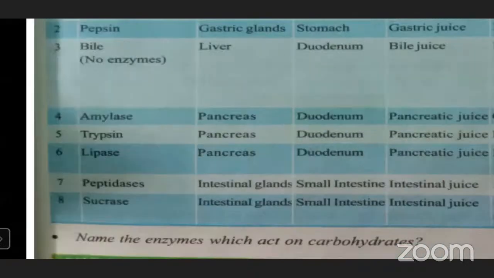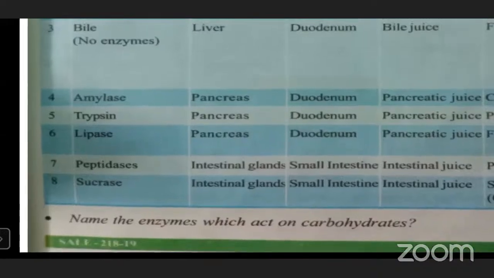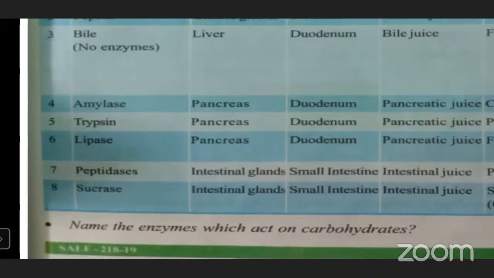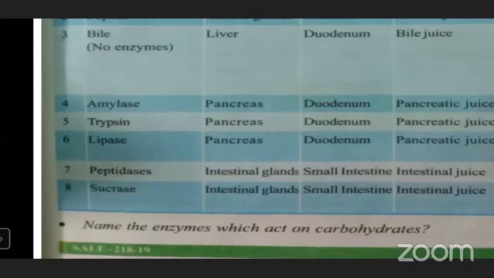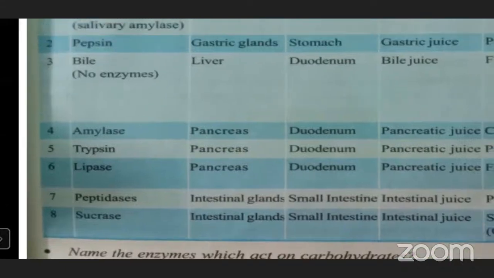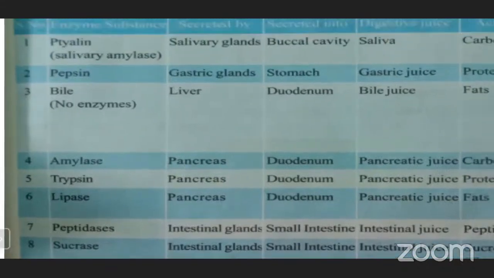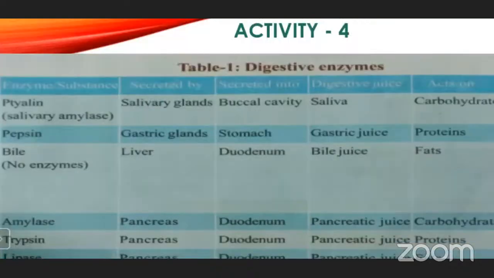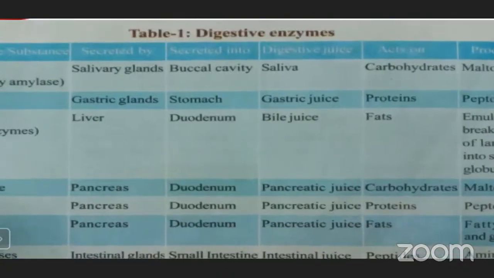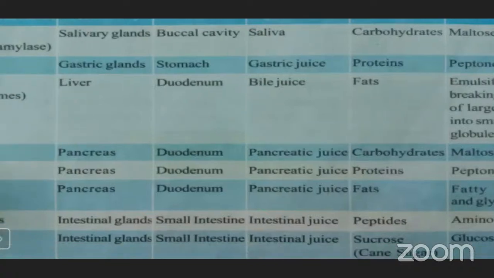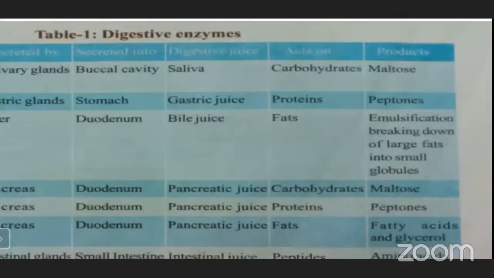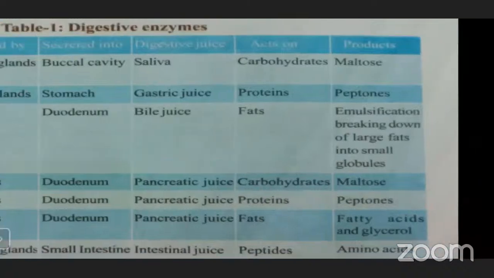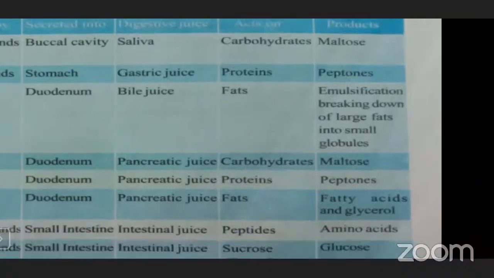And sixth one is lipase, secreted by the pancreas into the duodenum, digestive juice, pancreatic juice, and it acts on fats. The products are fatty acids and glycerol.